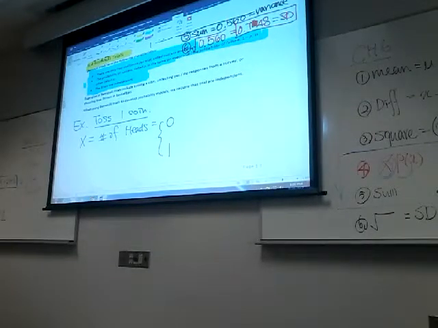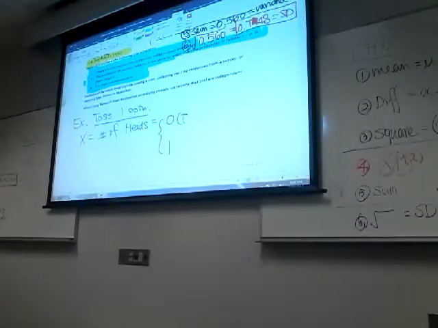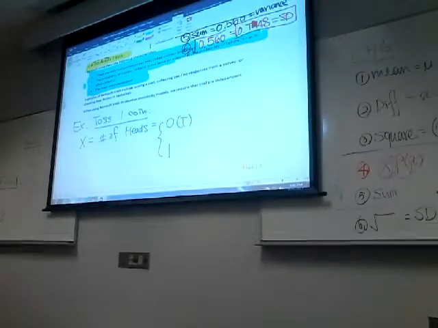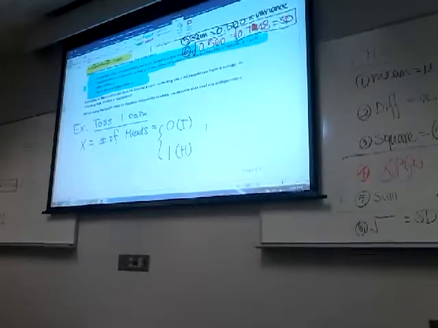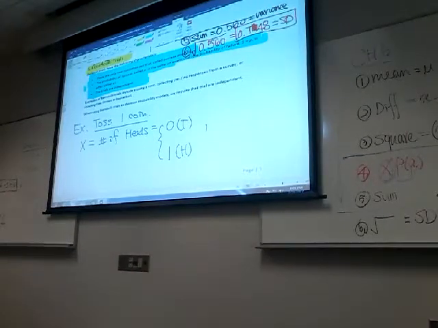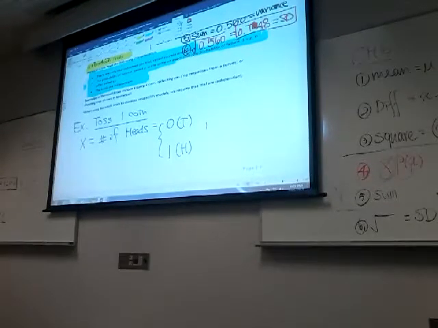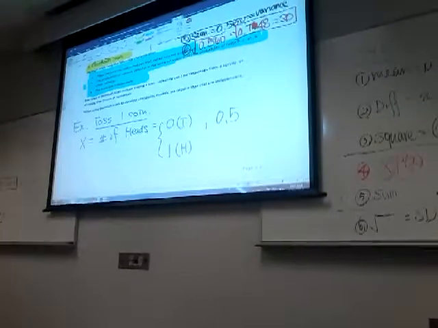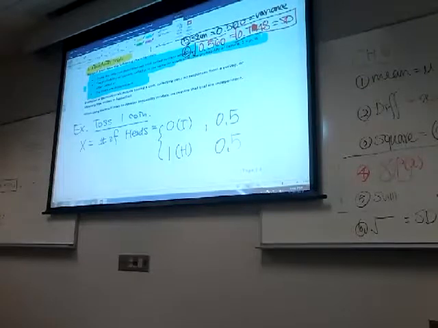When is x equals 0? What does that mean? 0 heads. We get tail. What does that mean, x equals 1? 1 head. We will get head. How much is the probability I will get tail? 50%, 0.5. And how much will be the probability we'll get head? 0.5.